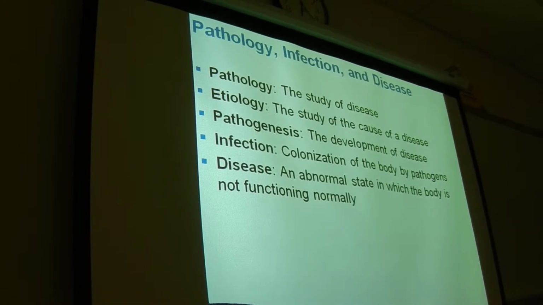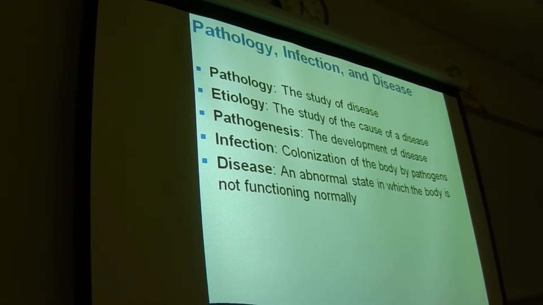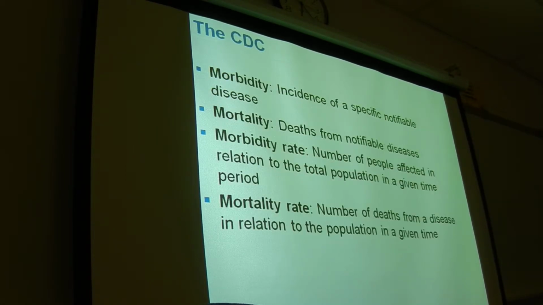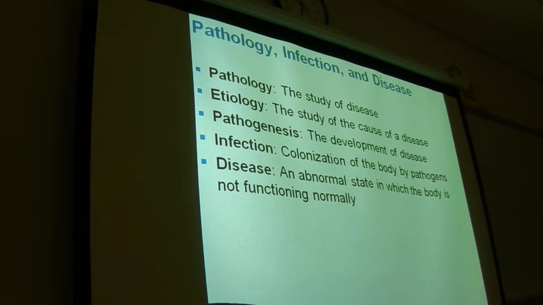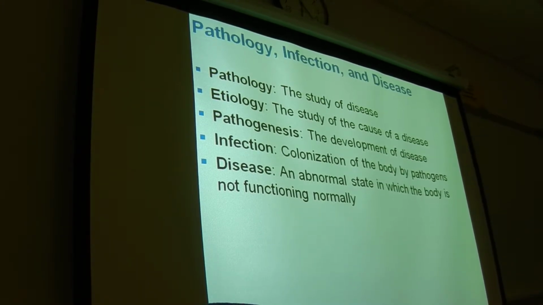Okay, pathology, and we'll be talking more about pathology on Wednesday, but it's the study of disease, just very generic. Etiology is the study of the cause of a disease. Infection is the colonization of the body by pathogens. And the actual definition of disease is an abnormal state in which the body is not functioning normally. It's a very generic term.